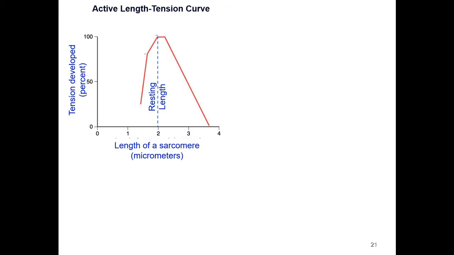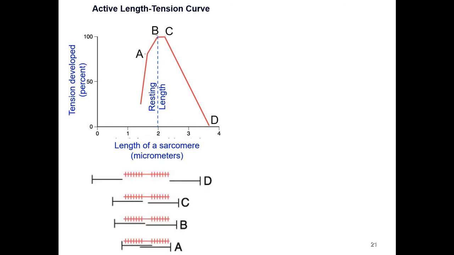With a more detailed understanding of the mechanism of active muscle contraction in hand, we can start to add some interpretation to the active length tension curve we were looking at a little bit earlier. Here we see a graph of the tension that's developed as a function of the length of a single sarcomere. Remember, the sarcomere is the basic unit of muscle contraction, consisting of an actin filament and a myosin filament.